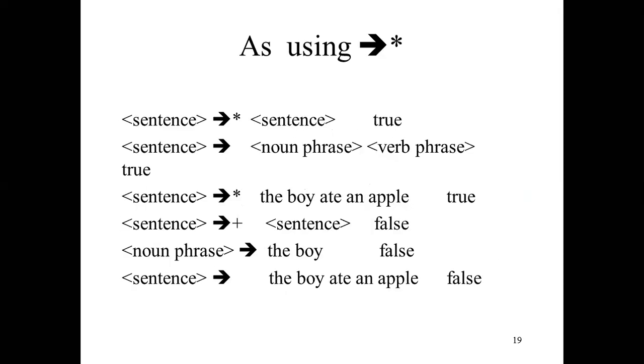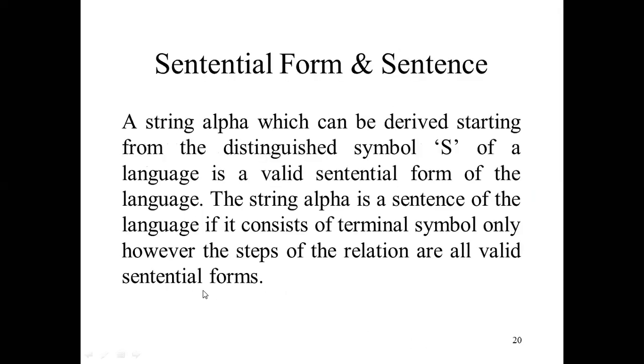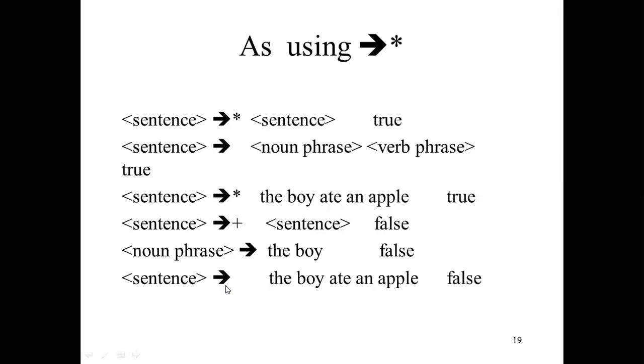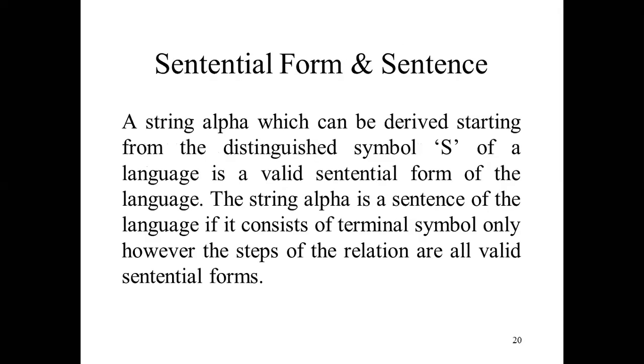So noun phrase, we cannot write like this. This is false. So sentence, again we can say, is this equivalent to the boy ate an apple? This is false. Now, what is the sentential form? Now just stopping here, because the time is going to be complete.